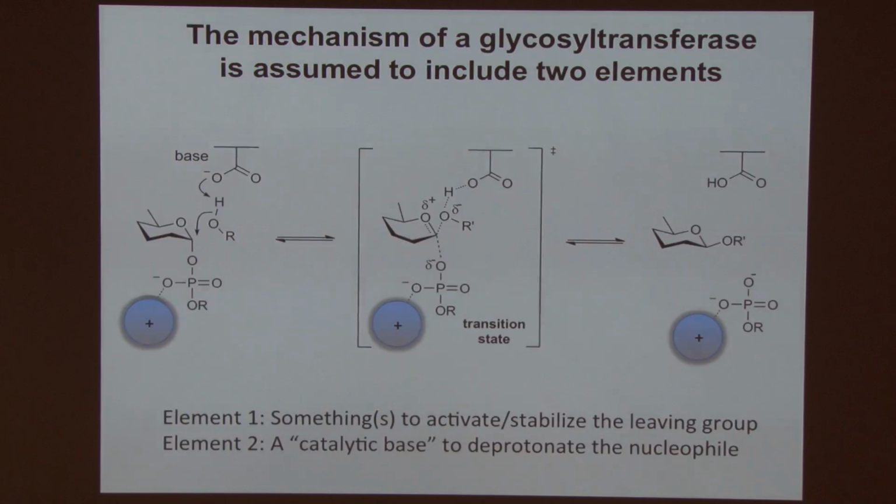That was one of the things we learned. And then to tell you what else we learned, you have to know what people thought glycosyltransferases had to have. They're pretty simple enzymes. One thing you have to have is something to stabilize the leaving group, and that could be a metal ion or it could be something else. And the thought was that you need something to deprotonate the incoming nucleophile.